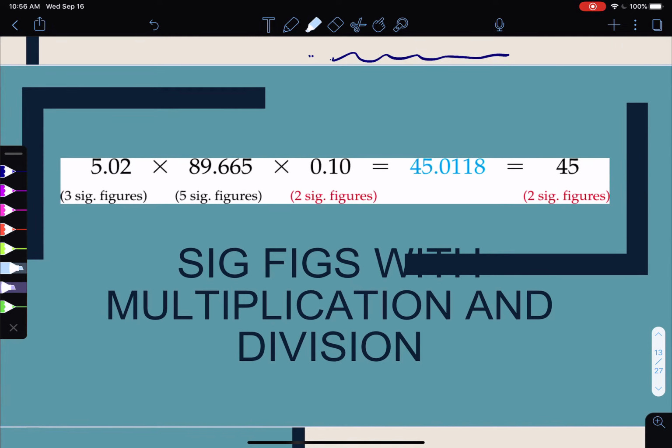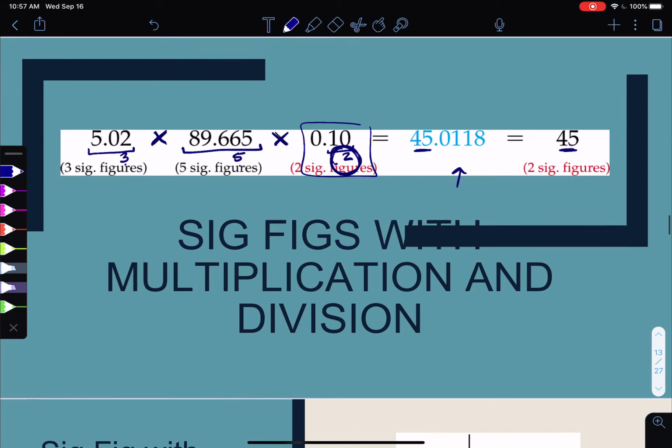All right, so here is one with multiplication and division. It's already written here, but we're going to go through it. This is multiplying, so we're looking at how many sig figs total. Right here, we have 3 sig figs. Right here, we have 5, and here we only have 2. If you put it in your calculator, you get this big old number, but you need to know where to round. Since you have 3, 5, and 2, 2's our winner. That means we're going to stop at only 2 sig figs. So we're going to round to 45.